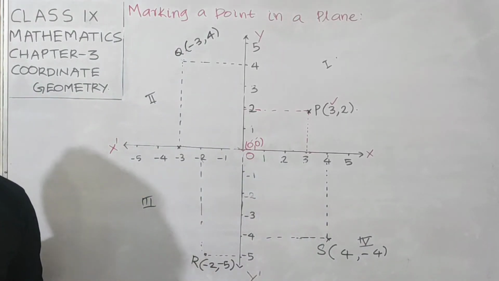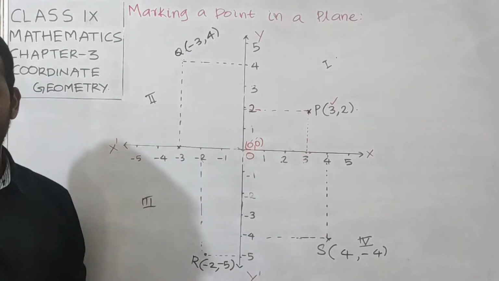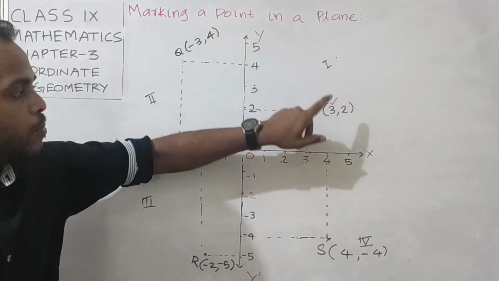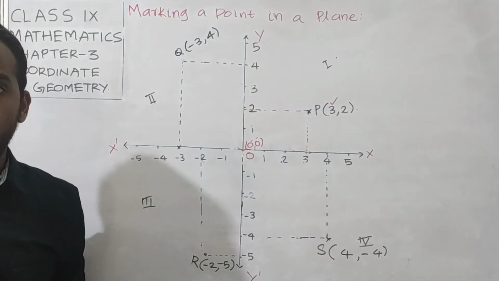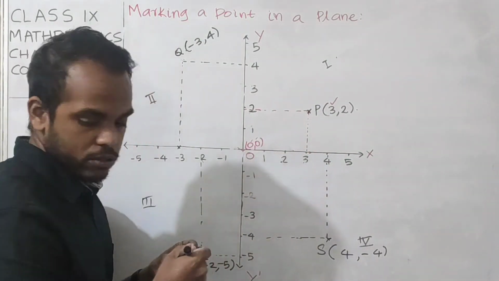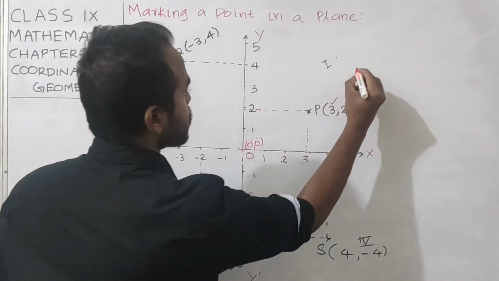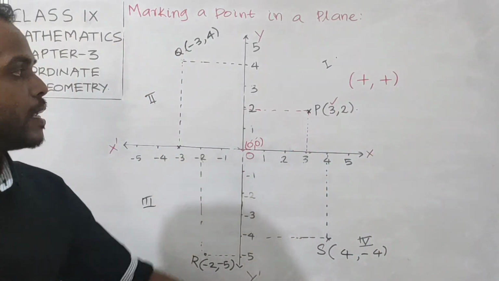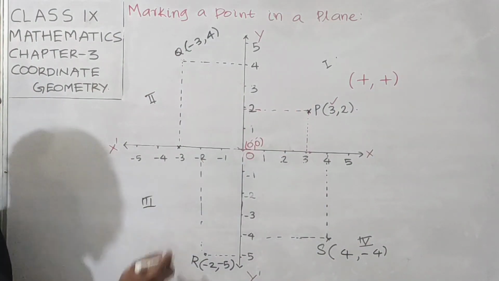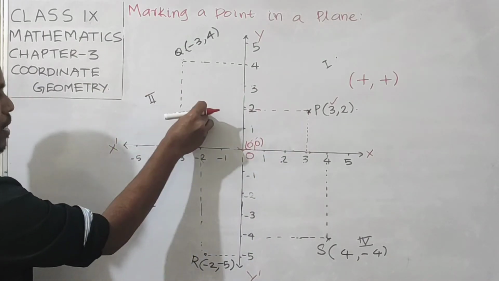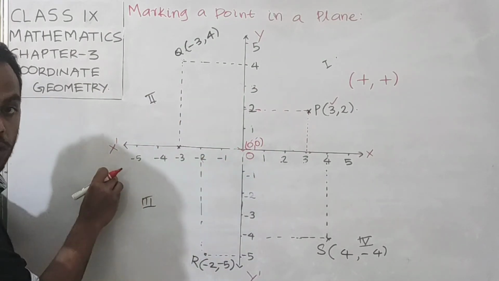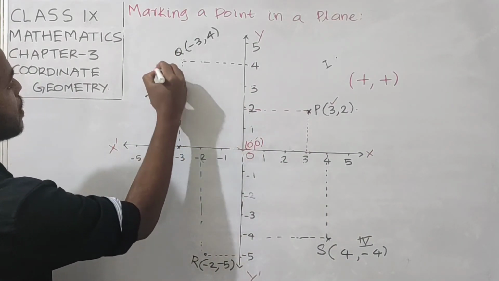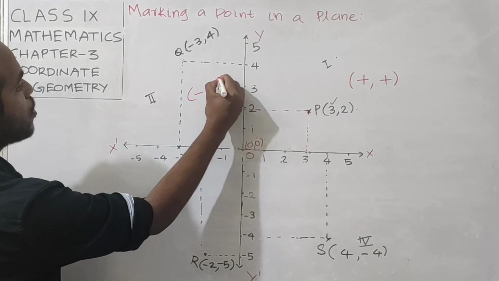There is a speciality in the ordered pair in each quadrant. Let's find it out. You can see in the first quadrant, both the x coordinate and y coordinate will be positive. That is, we will use a general formula. We can say both x coordinate and y coordinate will be positive in the first quadrant. What about the second quadrant? If you take any point here, the x coordinate will be negative and the y coordinate will be positive. So we can write negative and positive.